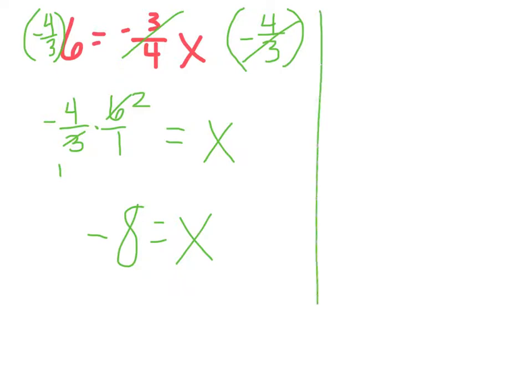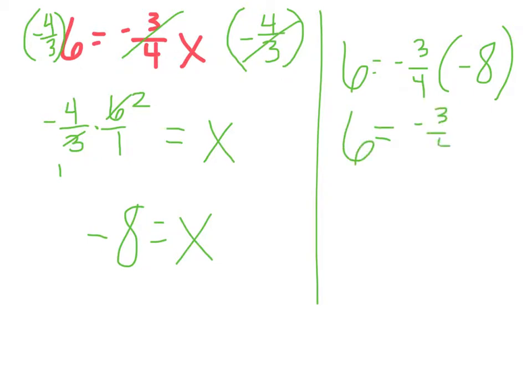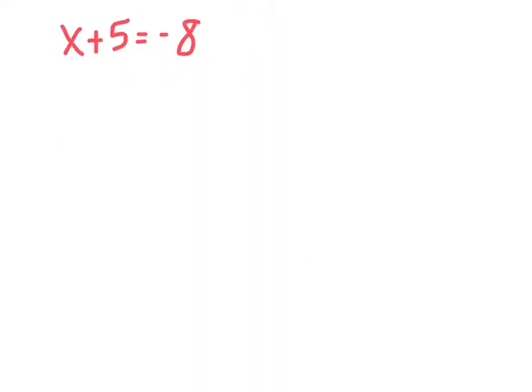And then I check. 6 equals negative 3/4 times negative 8. Which means that I have 6, and I want to see it as negative 3/4 times negative 8 over 1. I can cross simplify, divide them both by 4, and I have 6 over here. Negative times negative is positive, and 3 times 2 is 6.